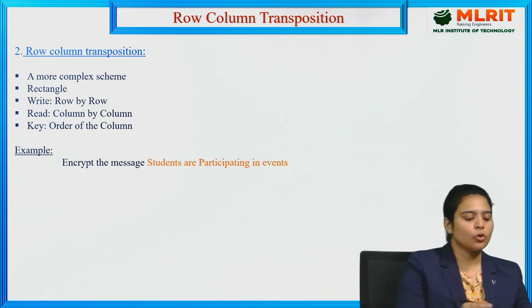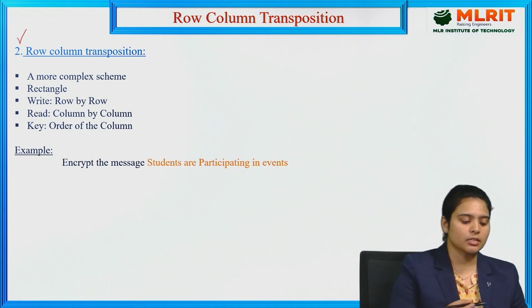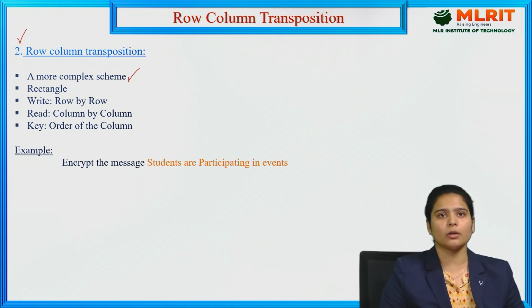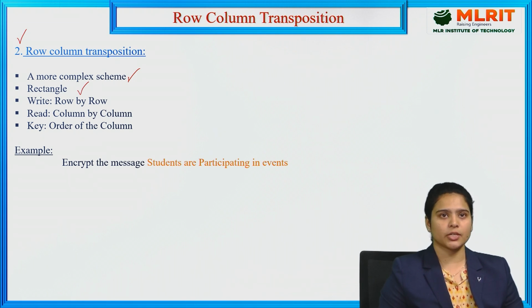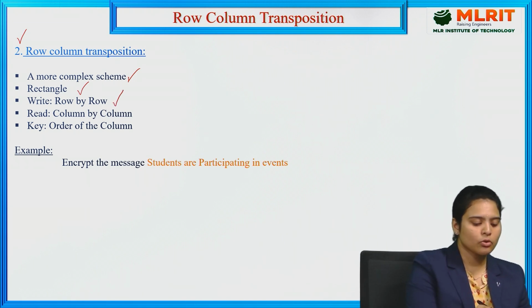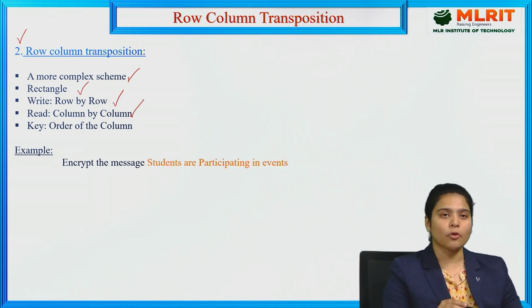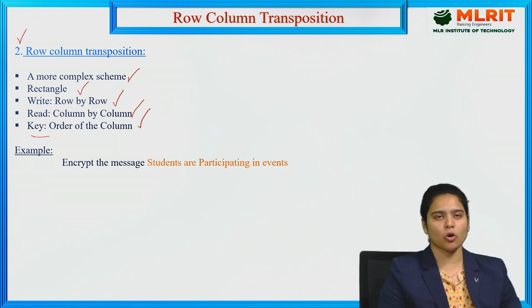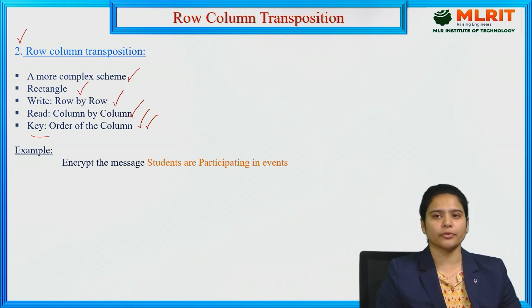The second one is the row column transposition technique. The row column transposition technique is a very complex scheme compared to the rail fence. Rail fence is very easy; row column transposition is a somewhat more complex problem, and it is in a rectangular format. While writing, we write row by row, and while reading, we read column by column. To form this rectangle we need one key, which is nothing but an order of the columns. Based on this column order, we get the output ciphertext.